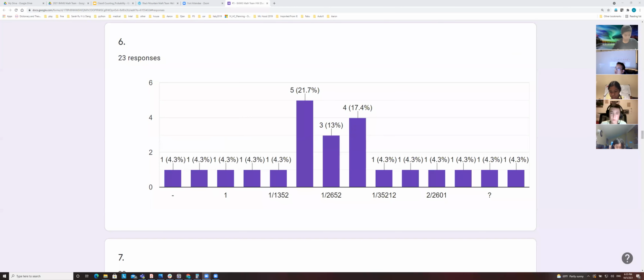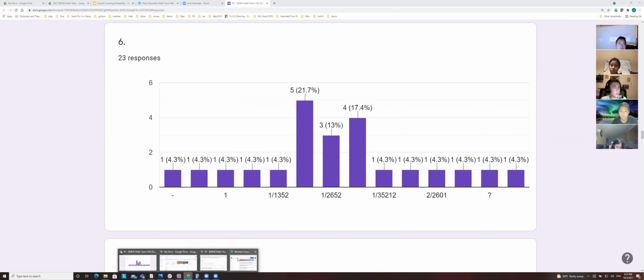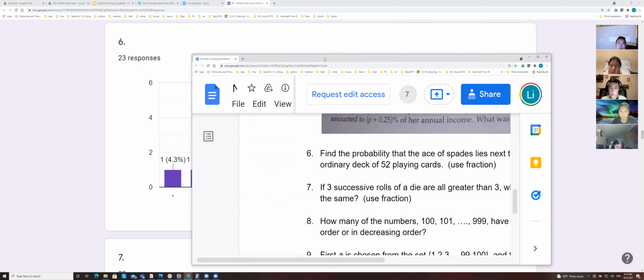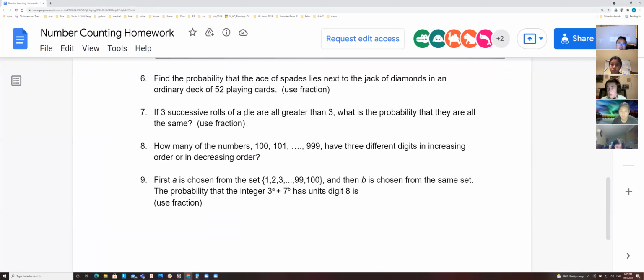Okay, so number 6. Where's number 6? This is number 6. Probability that the ace of spades lies next to the jack of diamonds in an ordinary 52 cards. Use fraction. Okay, this problem is simple enough, but what's the thought of doing this? Anyone?